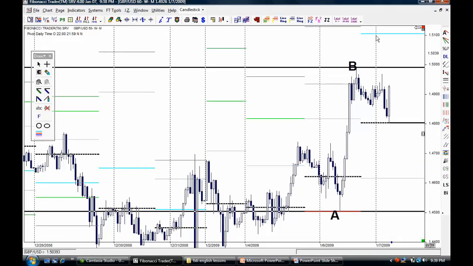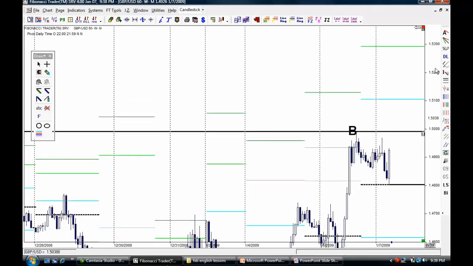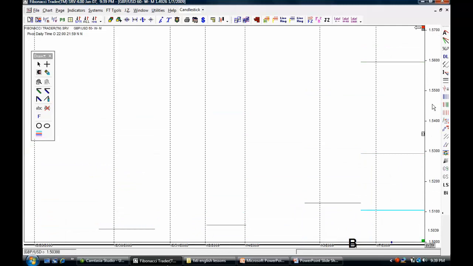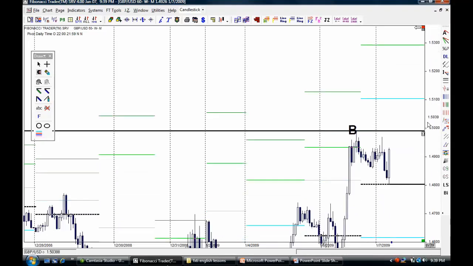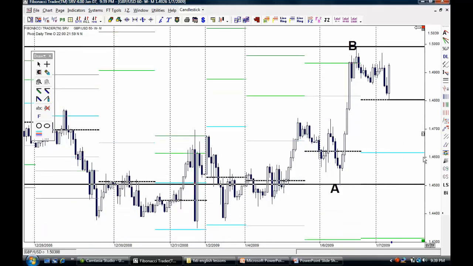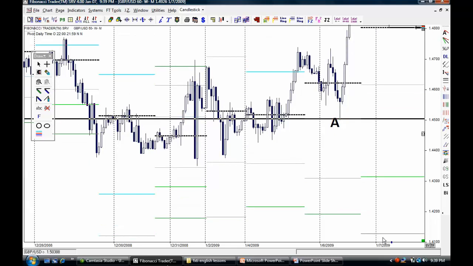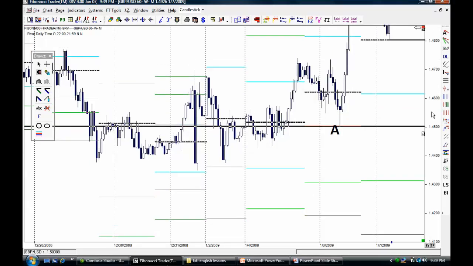And then you see how it gives me resistance 1, resistance 2, and all the way up I would find resistance 3. Now, as I go to the bottom, I'm going to find this is the pivot point, and then I have support 1, I got support 2, and I got support 3. And you see how every day the pivot point changes.